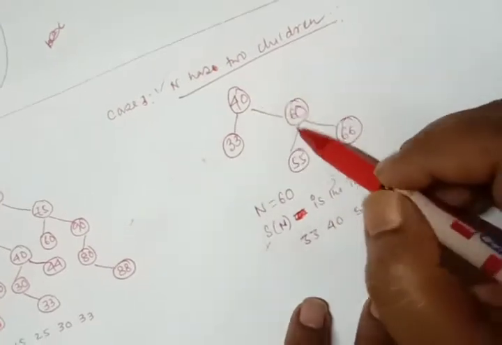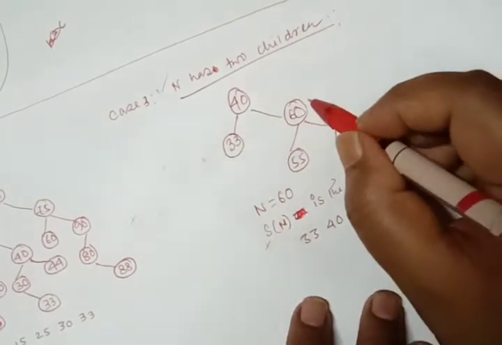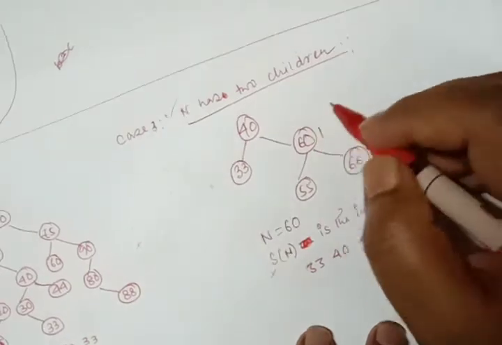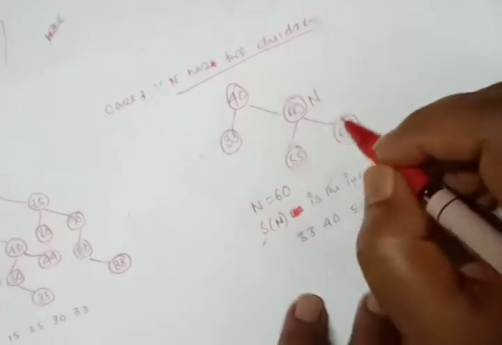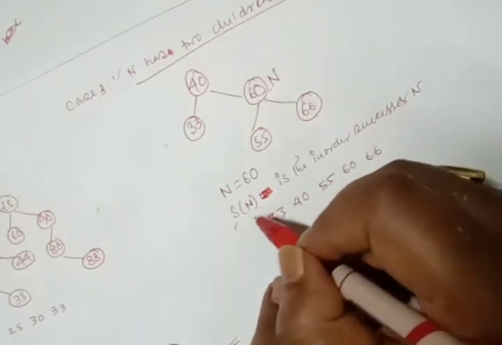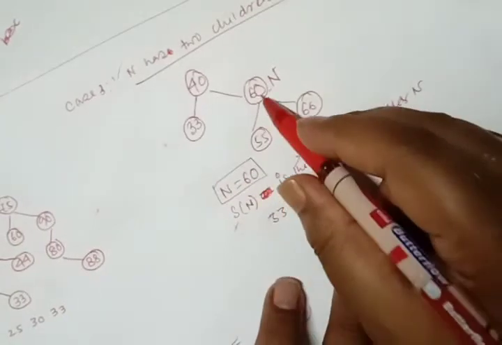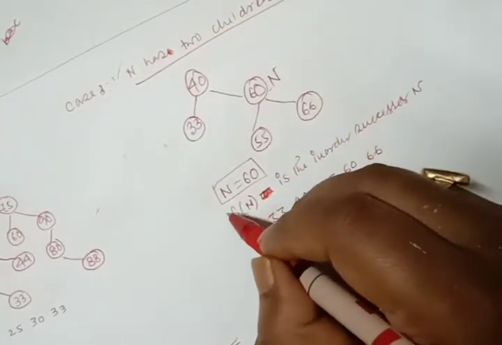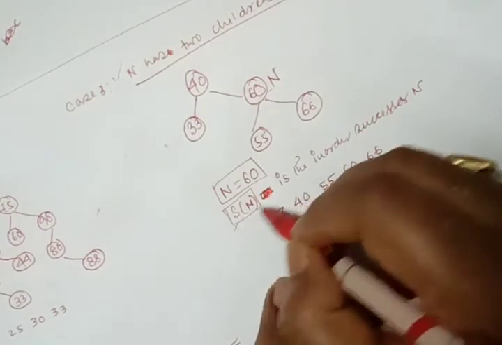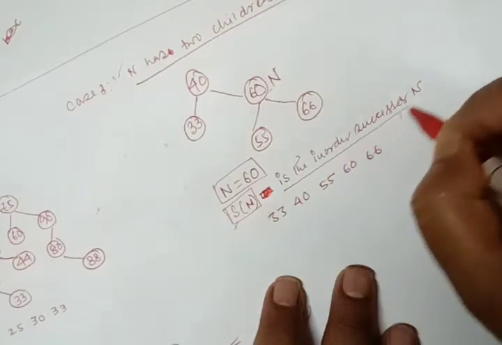suppose this is the tree, and we want to delete 60 from this tree, and this is the value of n. So what do we have to identify first? Here n is 60, and n has two children, 50 and 66, and we have to identify the successor of n. And what is the successor of n? S of n is the in order successor of n.